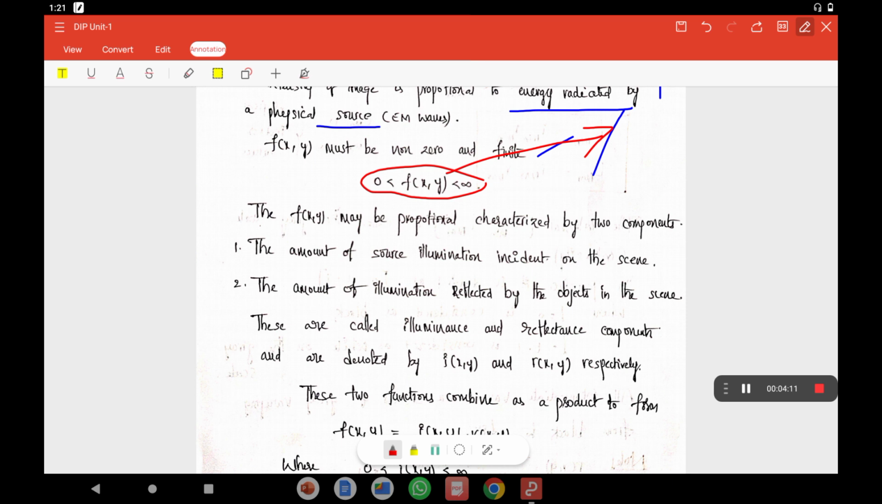As well, the f of x comma y function may be characterized with two components. The first one is the amount of source illumination incident on the scene.